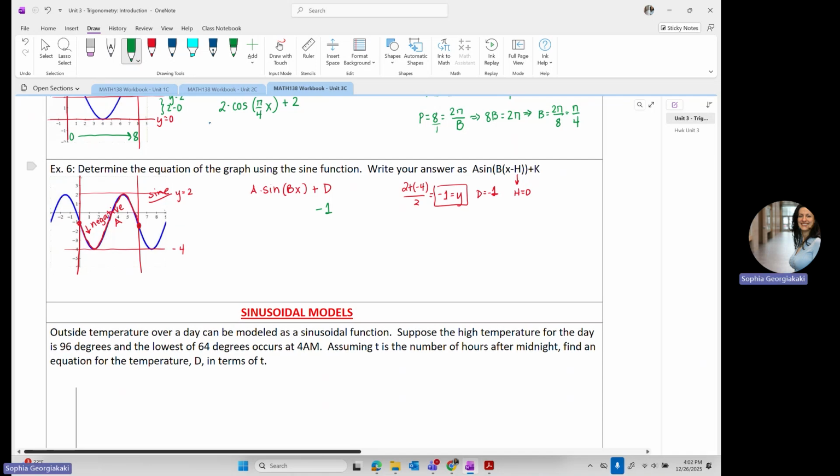The amplitude is the highest minus -1, also -1 minus -4. So that is equal to 3. Therefore, the absolute value of A is equal to 3, but I want A to be negative. So my A will be -3.